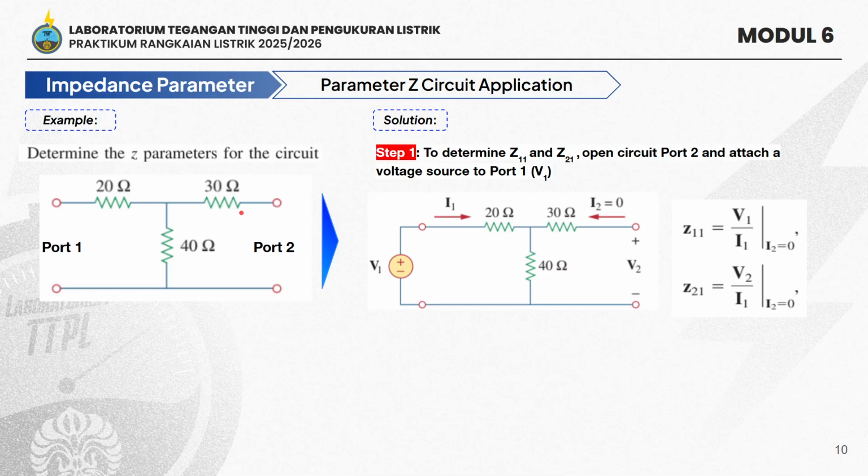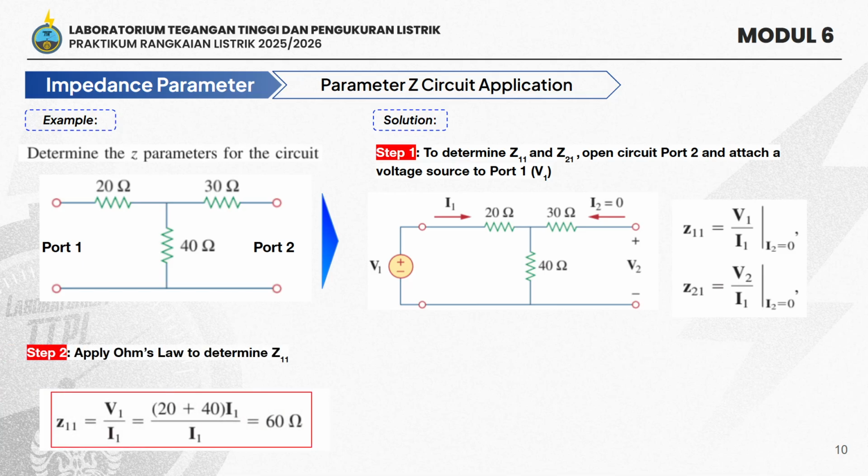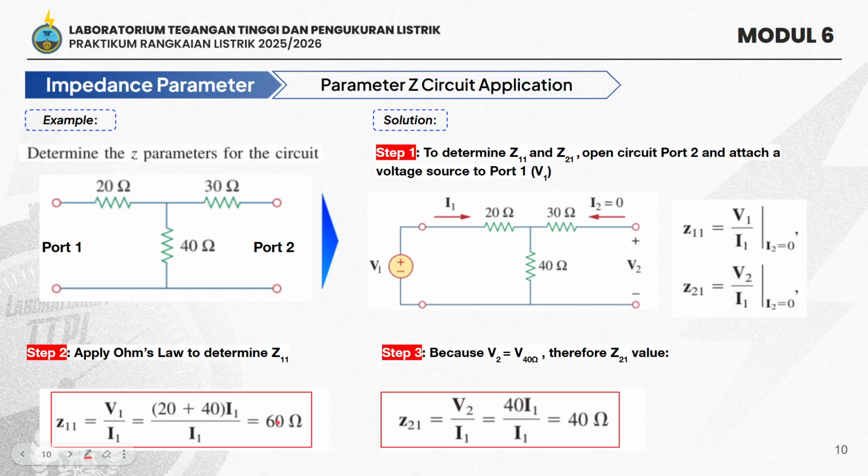Basically, we just have to apply open circuit in either port. But let's assume in step one, we open circuit port 2, and we attach a voltage source to port 1. By applying Ohm's law to determine Z11, or the input impedance, we will have its value of 60 ohm. And for the third step, because the output voltage is equal to the voltage in the 40 ohm resistor, therefore the Z21 value will be 40 ohm.